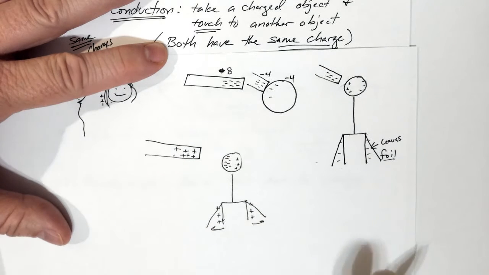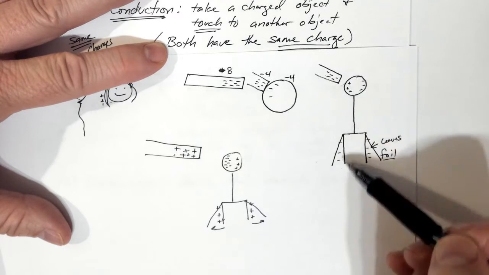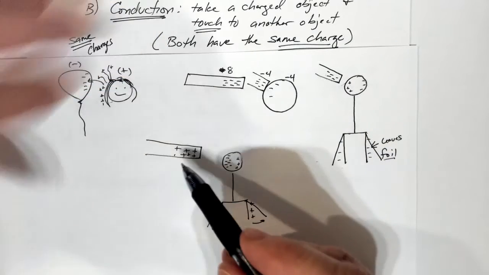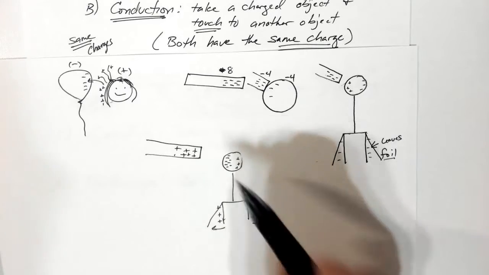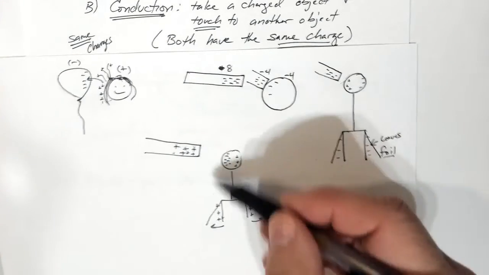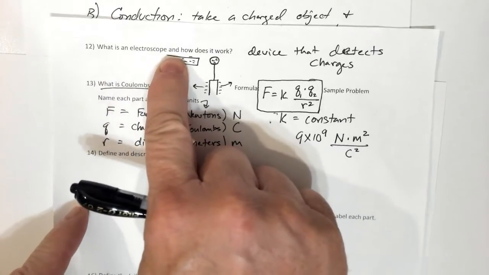Okay, and so the same thing will happen whether you have a negative or a positive. So we don't know unless we've actually put a charge that we do know. They just actually detect charges. Okay, so here we go. This is what an electroscope is and does.